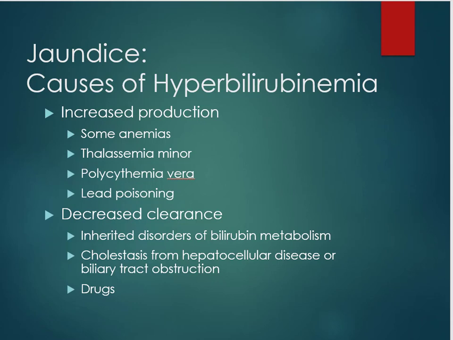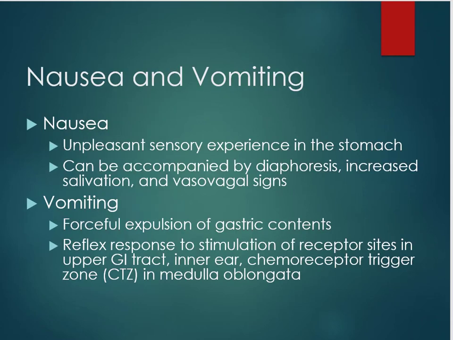These patients are often going to present with complaints of itching, anorexia, nausea, and vomiting. They may have light-colored stool, weight loss, and fatigue. On your exam, you may find some right upper quadrant pain and tenderness. There may be dark urine and abdominal distension.